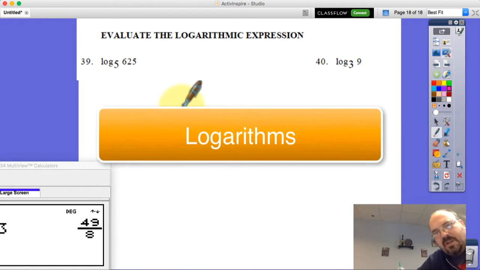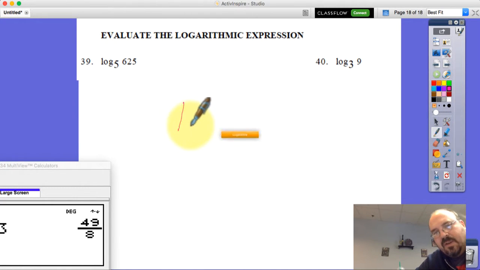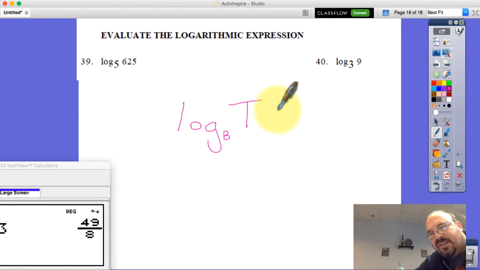Okay, so I want to spend a minute talking about logarithms. So basically, this is what you're going to see. You're going to see the word log, and you're going to have a number down here that you call the base. You're going to have a number in the center here that I call the target. So just remember, targets are in the center. And then the other side, I'm going to call that x.